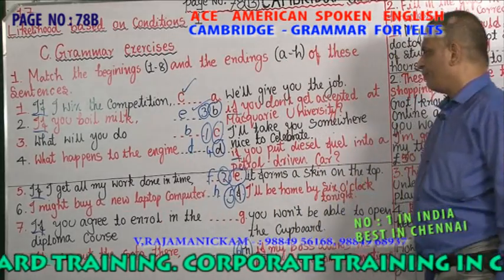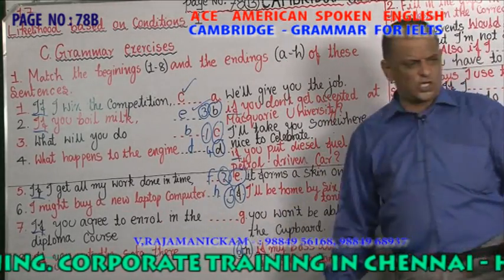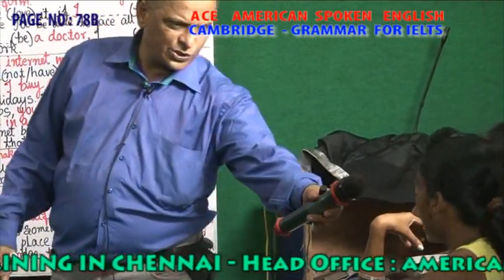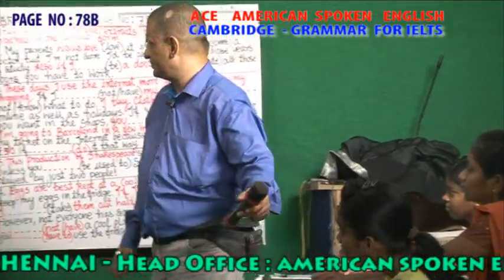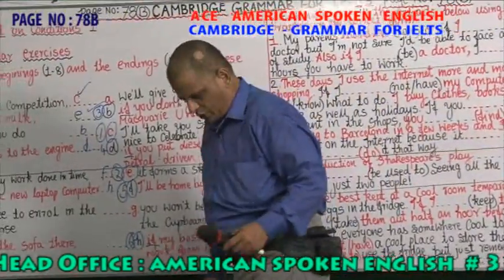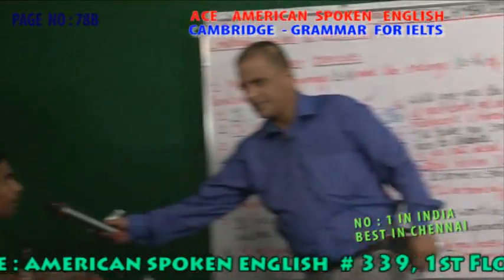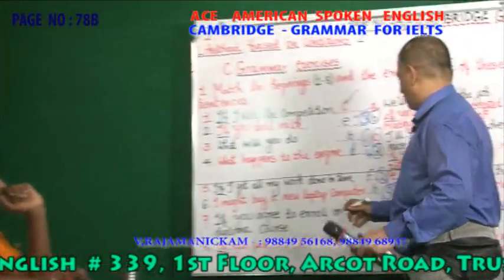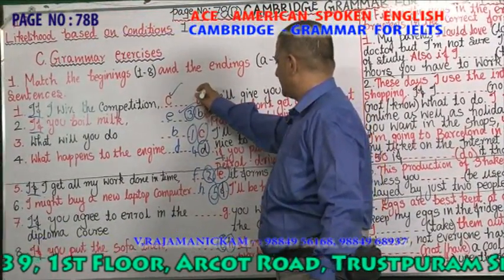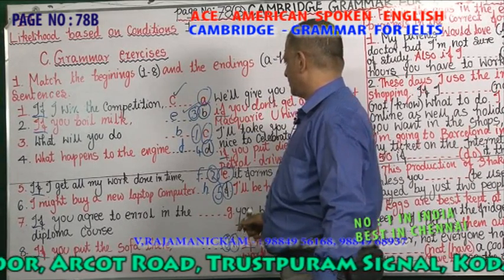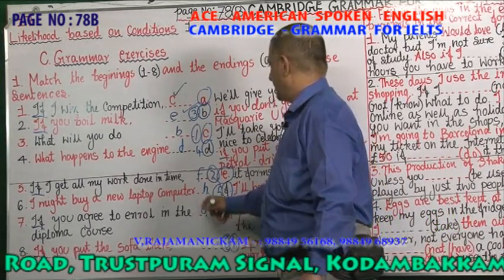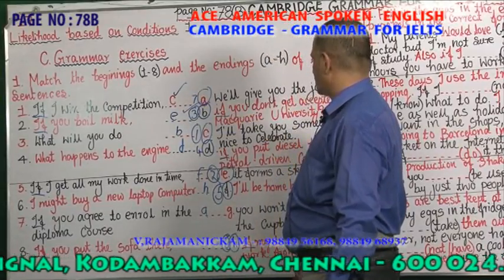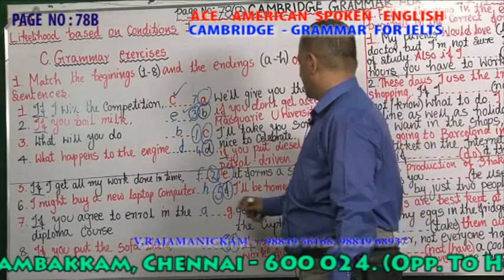Right. Okay, now if you agree to enroll in the diploma course, what's the answer? It's A. We will give you a job. If you agree to enroll in the diploma course, so it is 7A. It is 7, right? Okay. If you agree to enroll in a diploma course, we will give you the job. It is A.